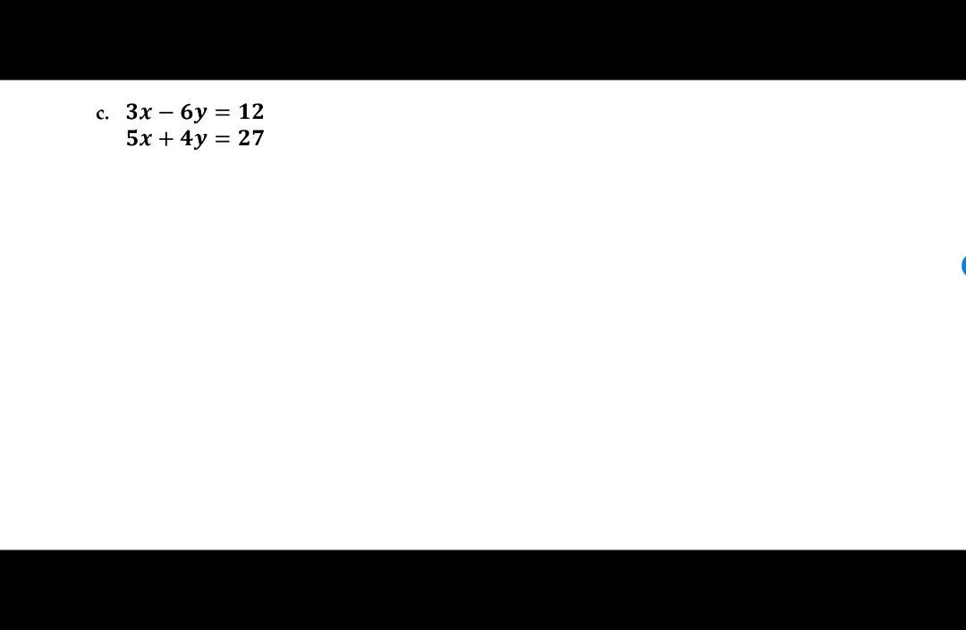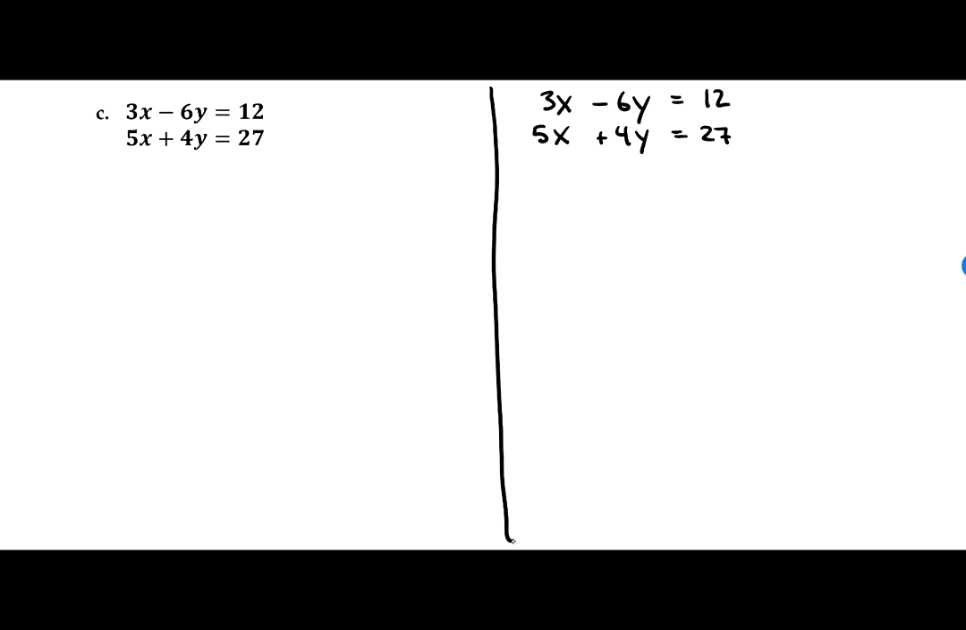Now let me actually copy the problem twice. 3x minus 6y equals 12. 5x plus 4y equals 27. Okay, so it's the same exact problem twice. I'm doing this to show that the elimination method could be applied to either variable. It doesn't matter which one.